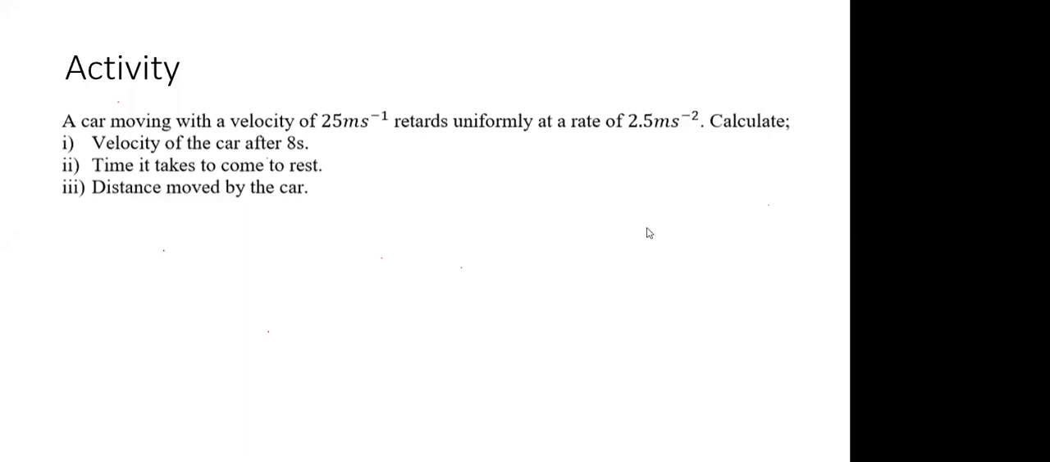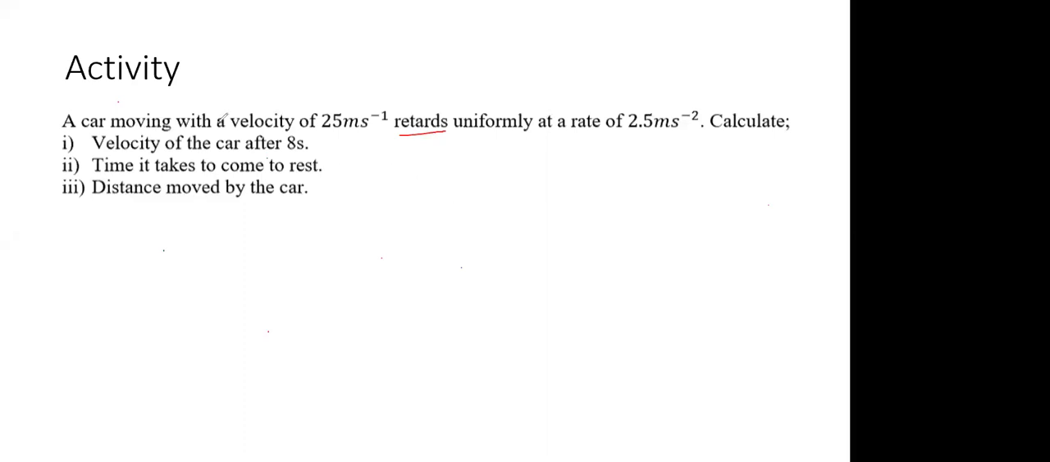Which means it's going to be a negative. Okay, perfect. Members, take note of that English word, retards. Retards means you are coming to rest. So when you are coming to rest, your velocity keeps on reducing, meaning that acceleration is going to reduce. So the moment you find the word retards or decelerates, you must apply a negative. Hope we are together. Yeah. So please be very careful.